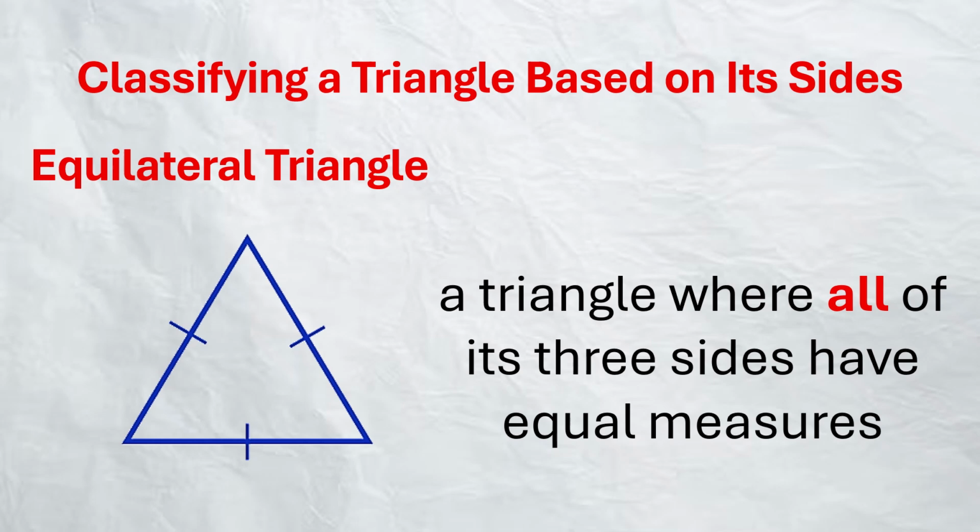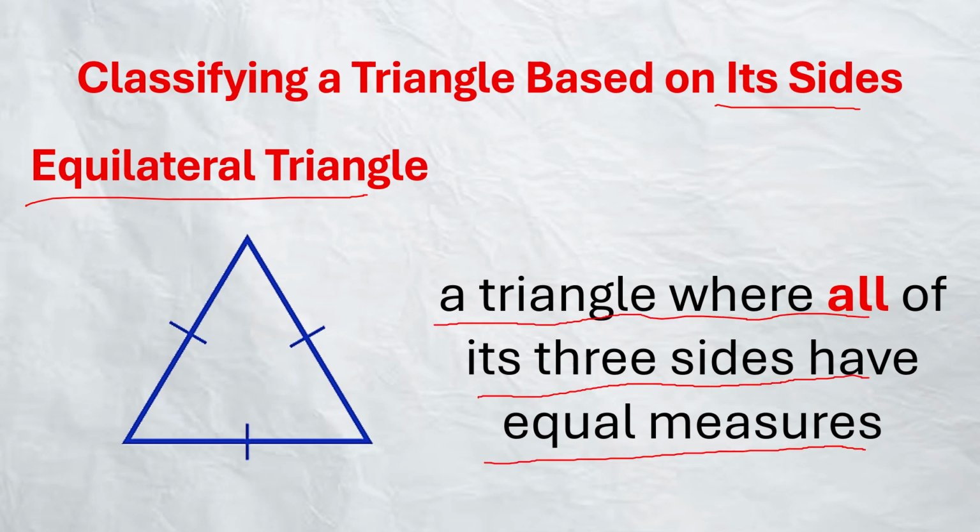In classifying, triangles can be classified in different ways. We can classify them based on the measure of their sides or the measure of their angles. We can classify triangles based on how many sides have equal measures. So the first one that we have as a classification of a triangle based on its side is what we call an equilateral triangle. An equilateral triangle is a triangle where all of its 3 sides have equal measures.